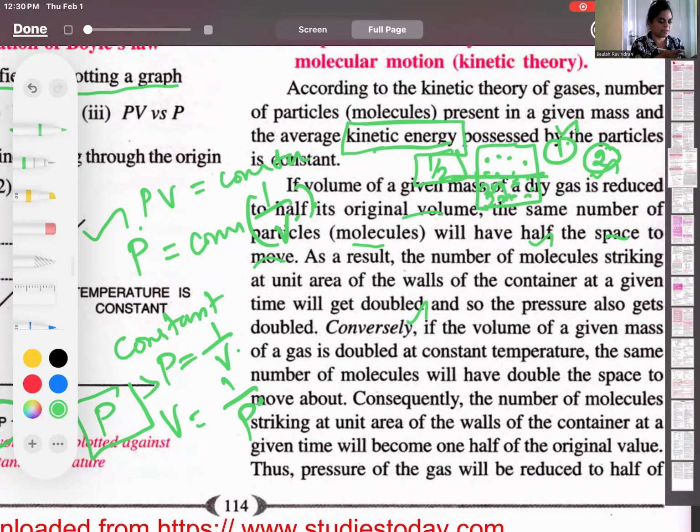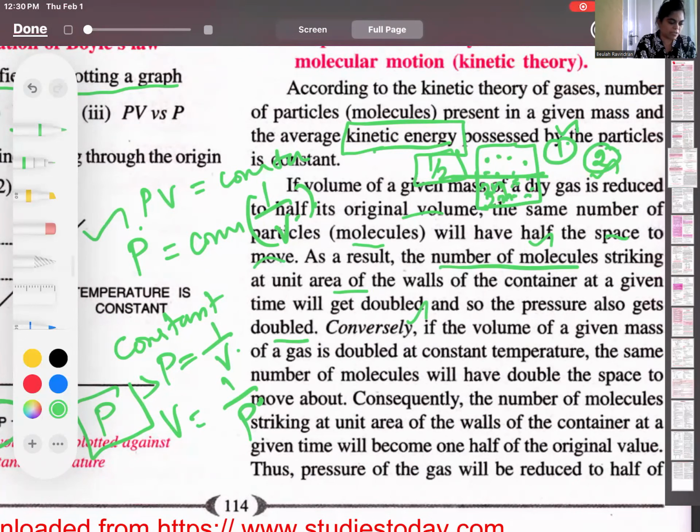We can conclude like that. Okay. So keep in your mind this point. This is very important. The number of molecules striking a unit area of the walls of the container in a given time period will get doubled. But the volume is half of its original volume, so the pressure also doubles when compared to the initial one.